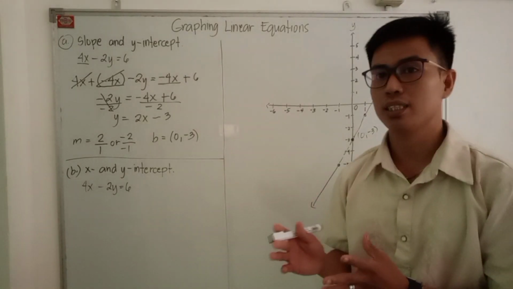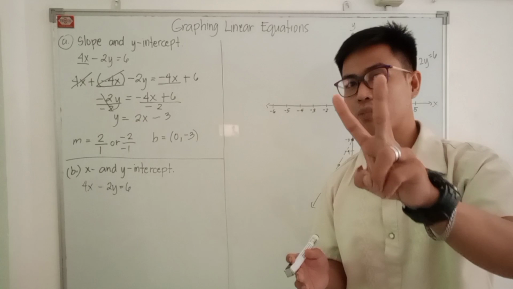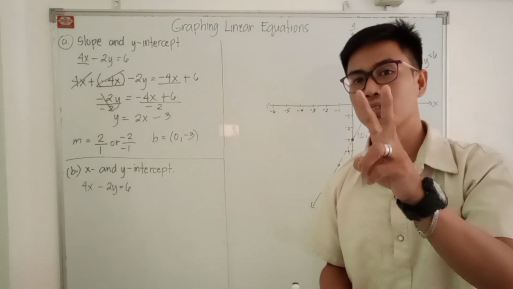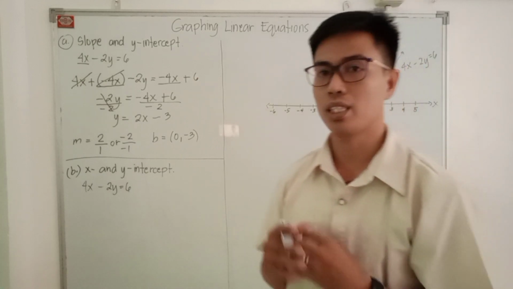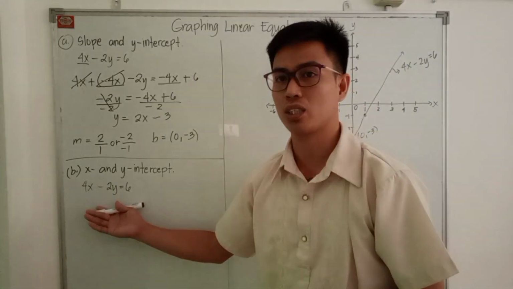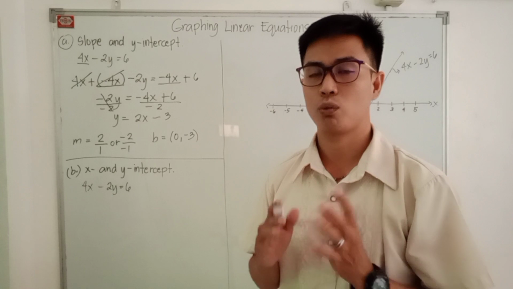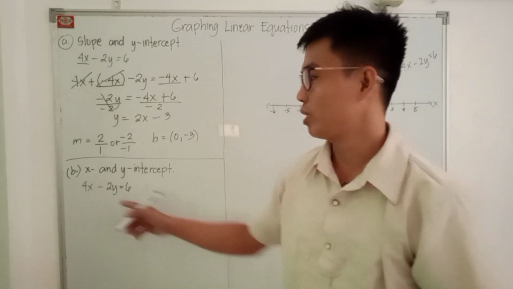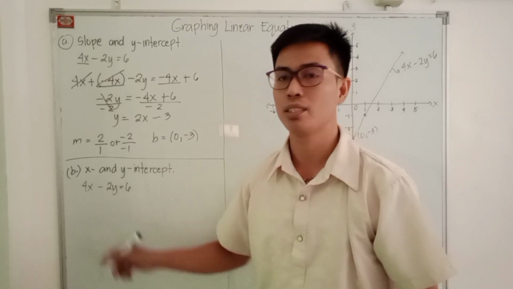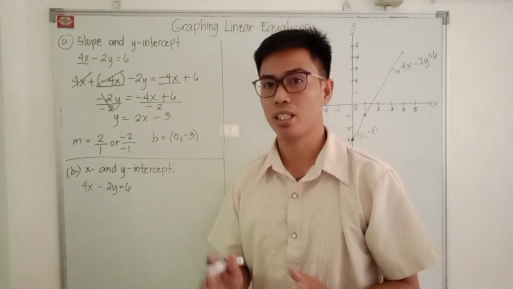So, for the second choice or second process na pwede nyo magamit is with the use of the x and y-intercept. So, using the x and y-intercept, hindi nyo na siya kailangan i-convert into y-intercept form or slope-intercept form of equation. Pwede nyo siyang i-direct sa pagkuha ng ating x and y-intercept.